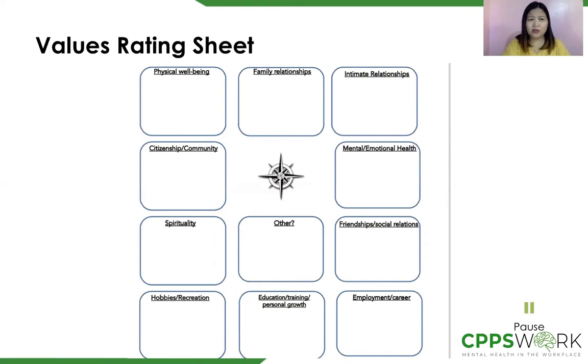Now, this one, values rating sheet. Based on what we have discussed on the previous slide, this is the summary of your values. For example, to live a healthy life and take care of my body. That is under physical well-being. Or to be a good friend, that is under friendships. Then rate each domain for how important it is to you, rating from 0 to 10, 0 being not important and 10 being extremely important. Remember that values are not how people treat us, and it is not specific things which we are achieving. You may pause the video for this activity.